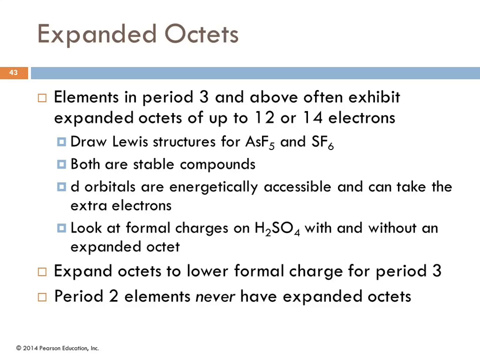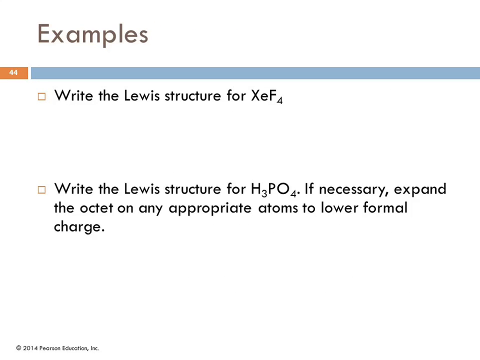So what we see happen is that octets get expanded to lower formal charges. That's how we think about it. The period 2 elements never have expanded octets. Periods 3, 4, and above, sometimes not. So let's write a Lewis structure for xenon tetrafluoride.